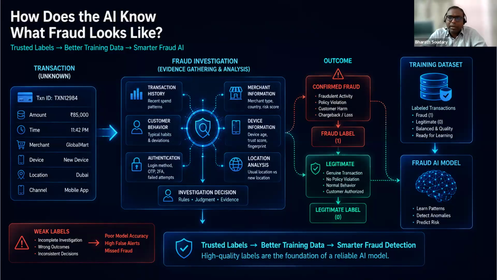It would come up with a fraud label called 1. If the investigation confirms it is legitimate, the system would provide a label called legitimate, which equals 0. So why are the labels important? The model learns from the historical examples.